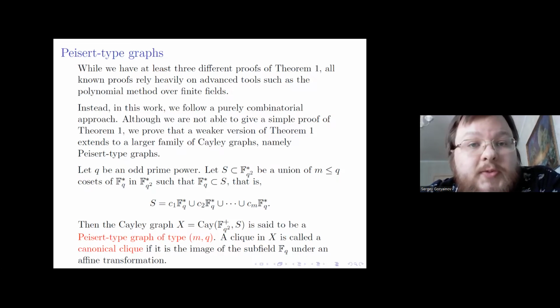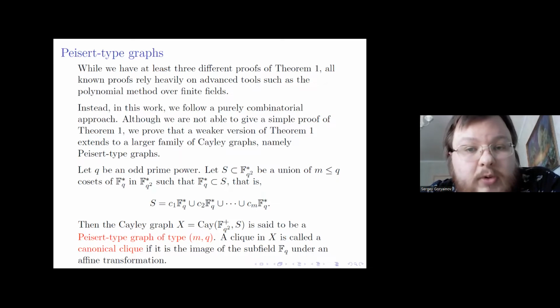Instead, in this work, we follow a purely combinatorial approach. Although we are not able to give a simple proof of Theorem 1, we prove a weaker version of Theorem 1. We prove that a weaker version of Theorem 1 extends to a larger family of Cayley graphs, namely Peisert-type graphs. And let us define the main object in this talk.